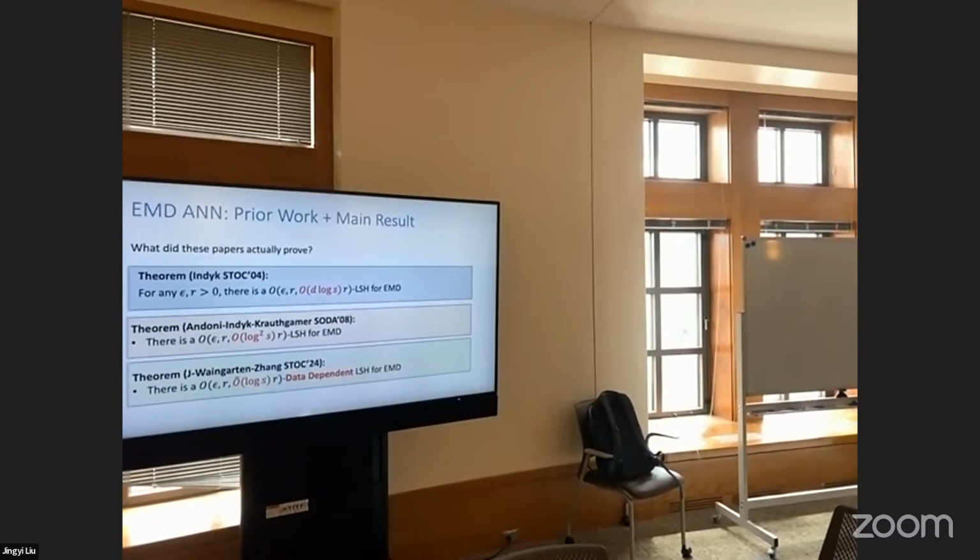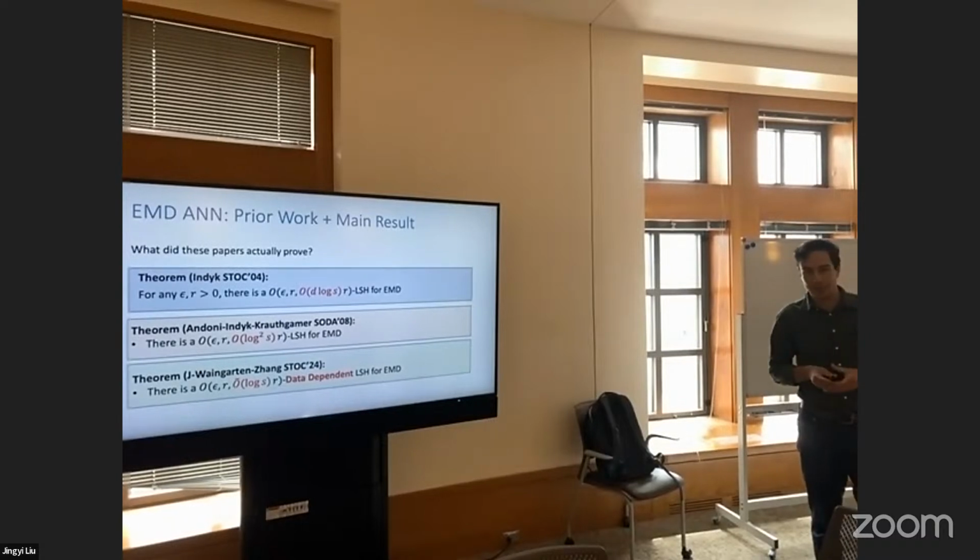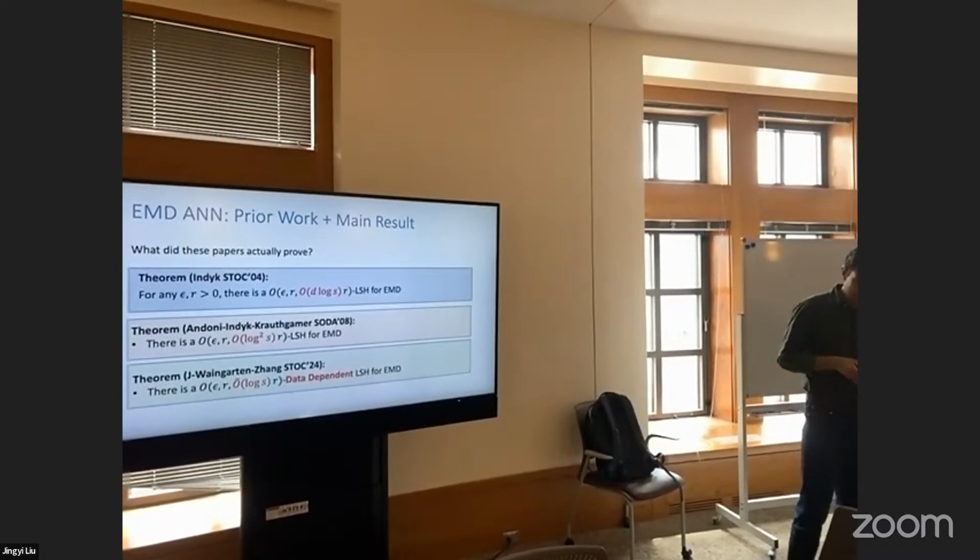So the first two results were data independent. What we prove is the existence of a data dependent LSH. Now, I haven't told you what that is yet. We'll do it on the next slide. But this shows you that the improvement isn't exactly the same apples to apples kind of result that they got before. We gave a slightly different kind of hash function.